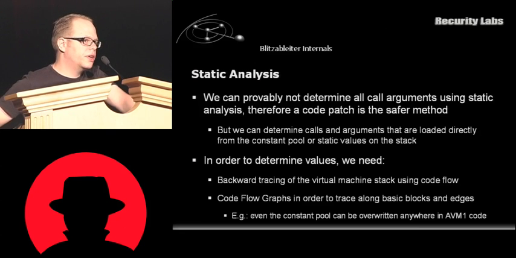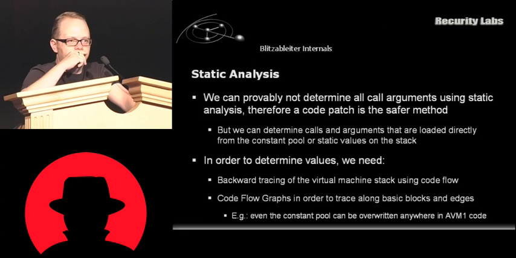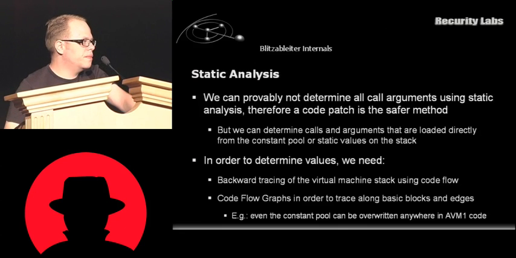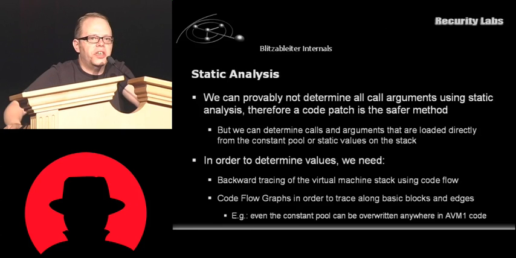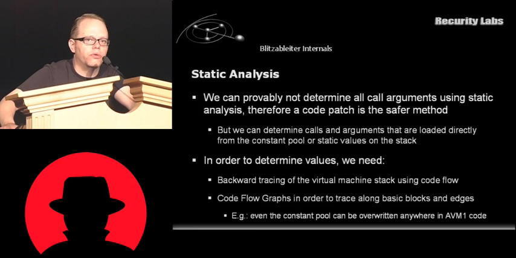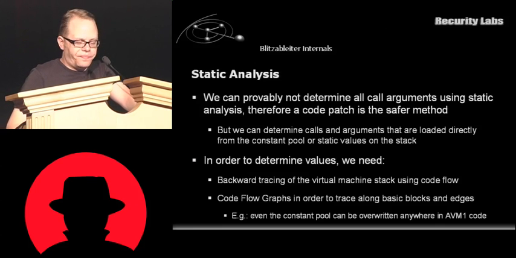So we build a code flow graph. If we find an instruction that interests us, we do backtracing and try to figure out what the state of the stack is at any given point. The problem is we always need code flow graphs, even if it's a load from the constant pool, because, brilliantly enough, the define constant pool is also an instruction. So within the instruction stream, you can totally overwrite your constant pool. And so we have to know what the code flow is in order to figure out which constant pool is currently used.